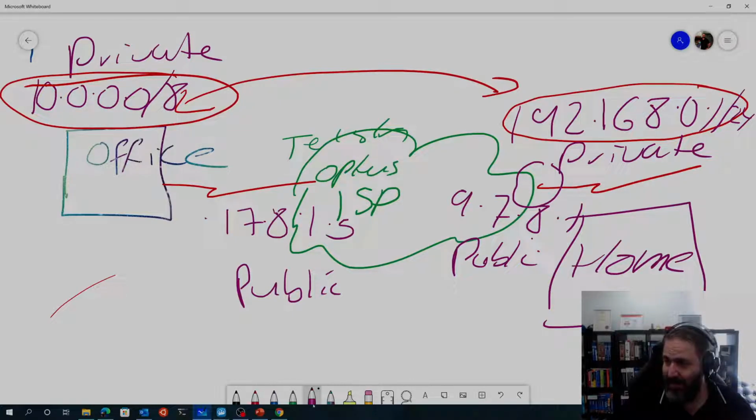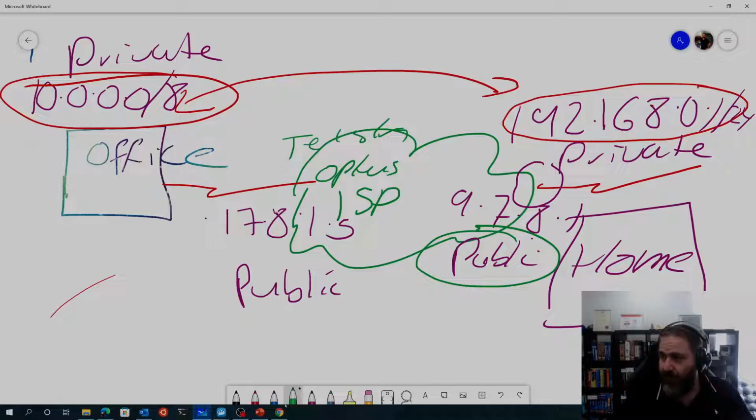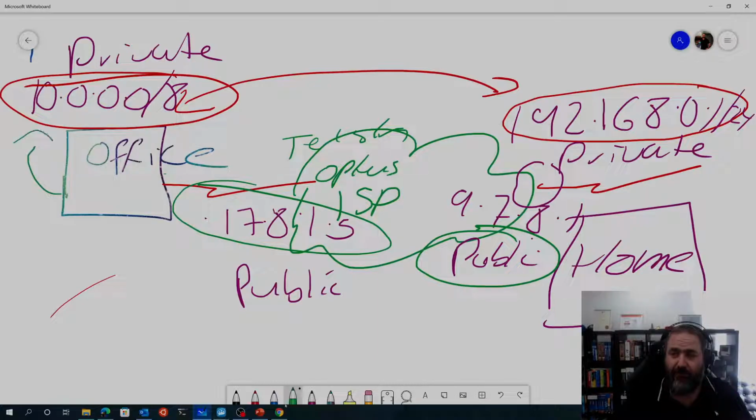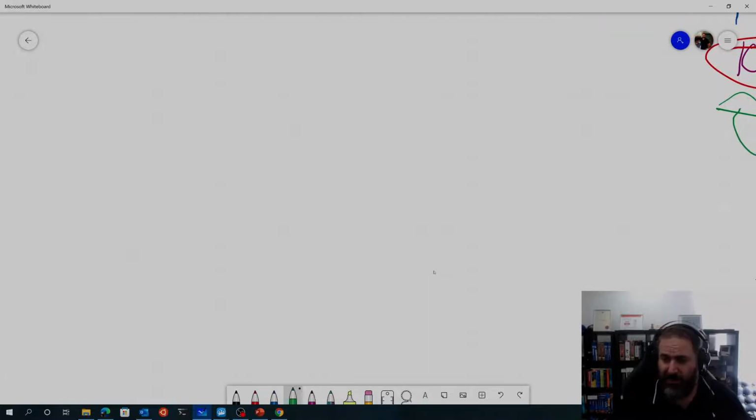So to get to this office from home, I translate my private to public, and NAT, network address translation, is a completely different topic. We won't go into it, but what's happening is our private address is being translated into a public address, which we can route. We can send a message to the office as a public address, which gets translated to private. Okay, so that's it in a nutshell, but let's have a look at those ranges.